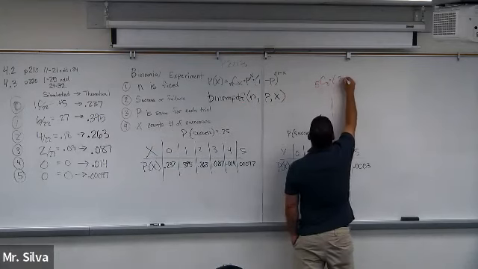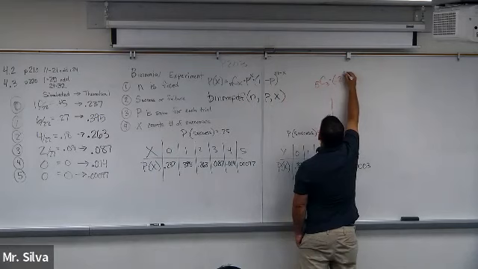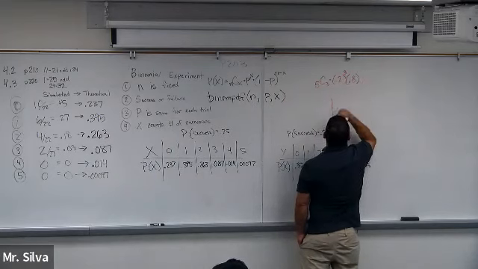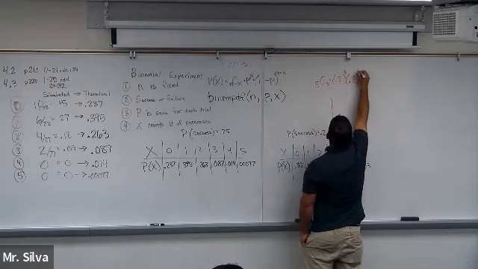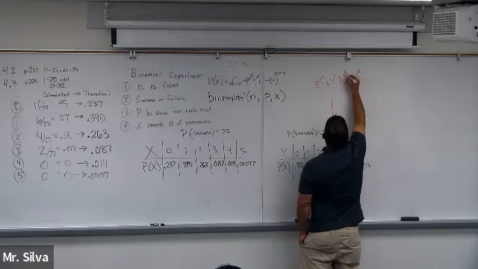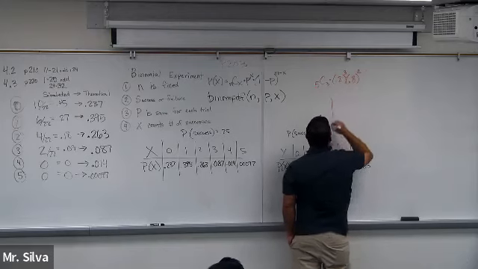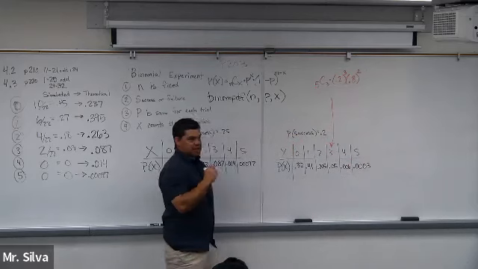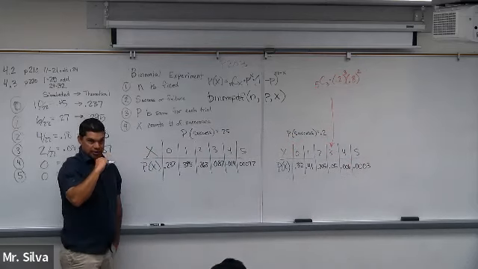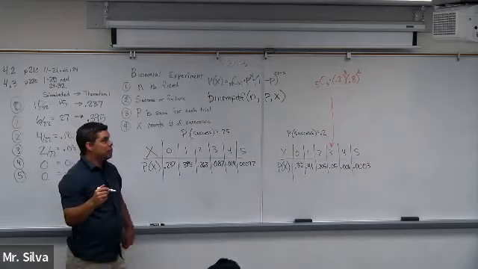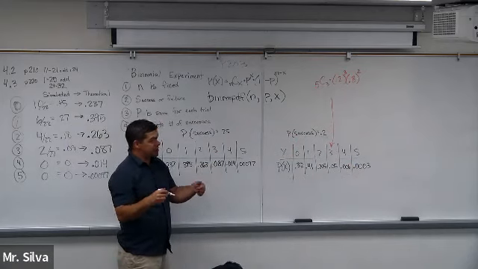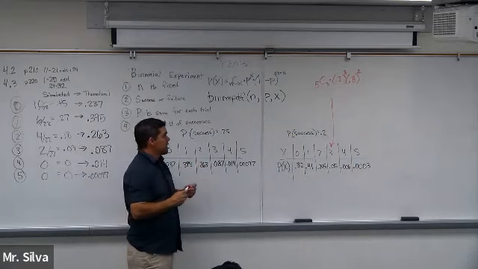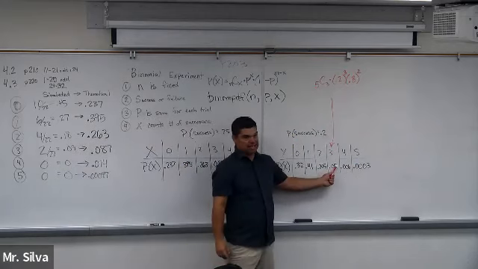Probability of success, 0.2, raised to the x. Probability of failure is 0.8. And notice 0.2 plus 0.8 is 100%. And then 5 minus 3 is 2. There's 3 successes, 2 failures. That's what the exponents represent. They represent multiplication: 0.2 times 0.2 times 0.2 times 0.8 times 0.8. That should give us 0.05.